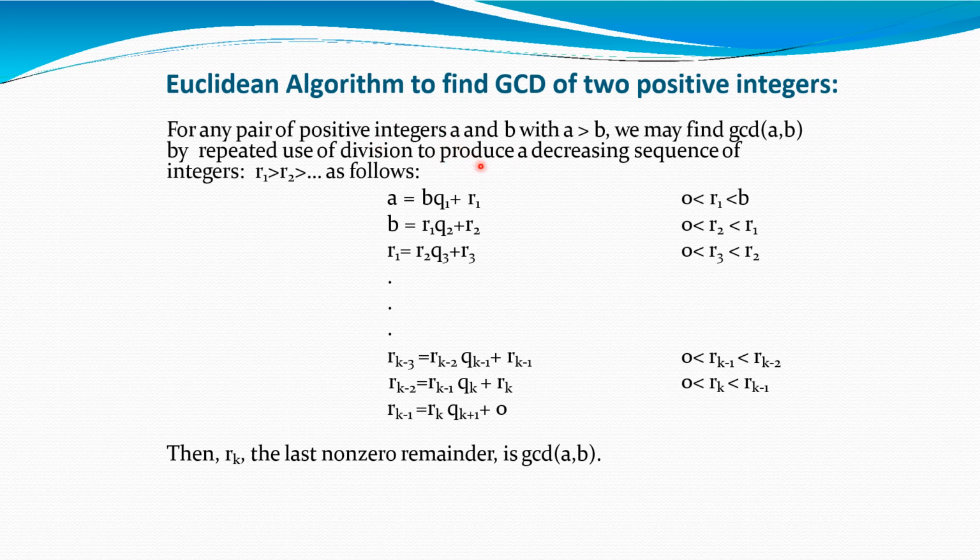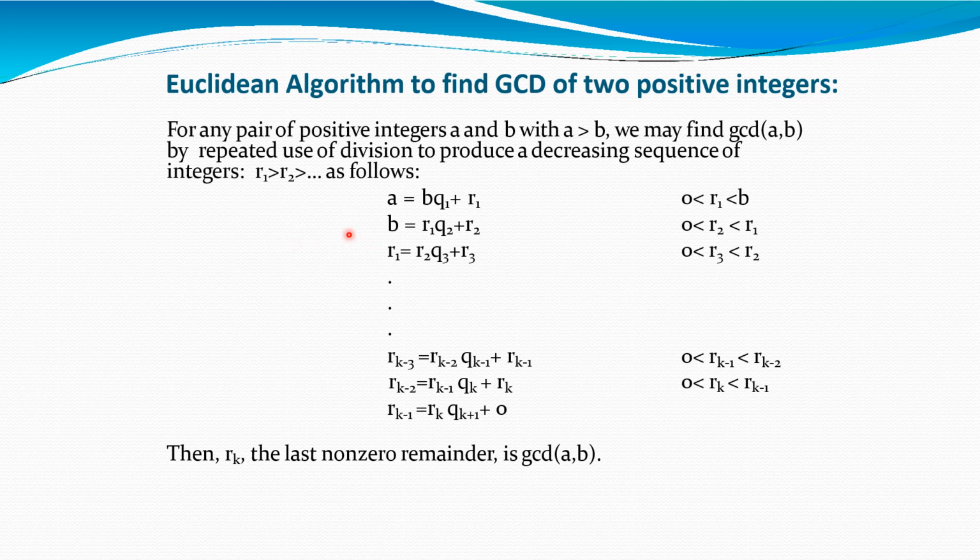Now for the given two integers, first see whichever number is bigger, consider it as a and the smaller number as b. Now we divide a by b, then after division we get some quotient, say q1, and remainder r1. So a equals b q1 plus r1 by division algorithm, where 0 less than r1 less than b. Again, b is greater than r1, so we apply division algorithm once again. So b will be r1 q2 plus r2.